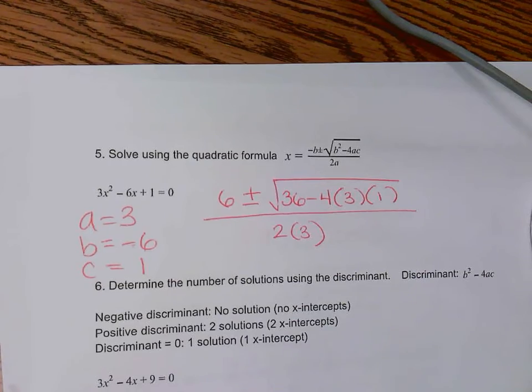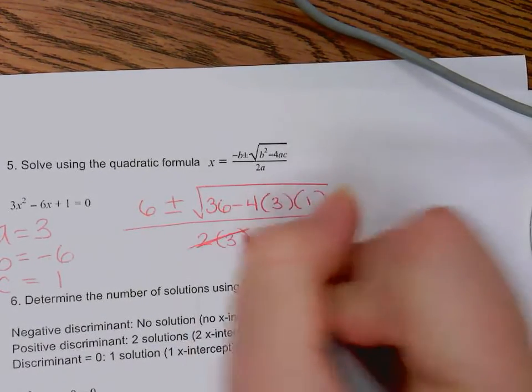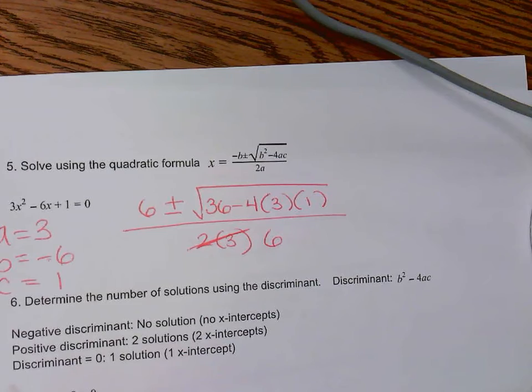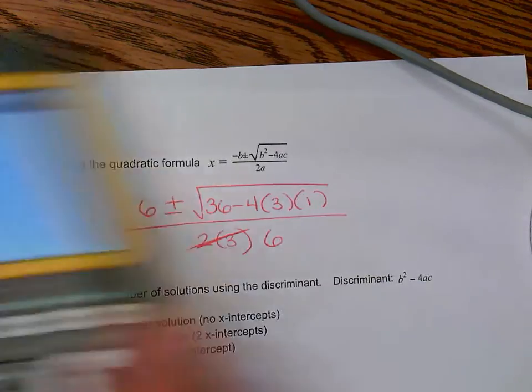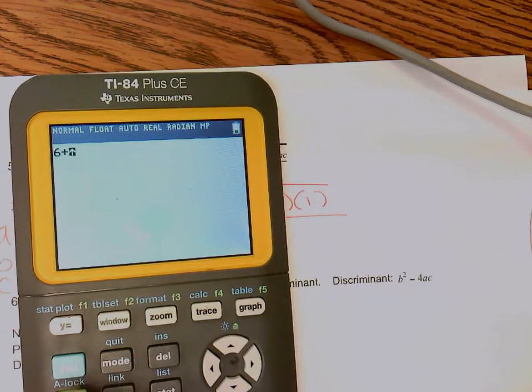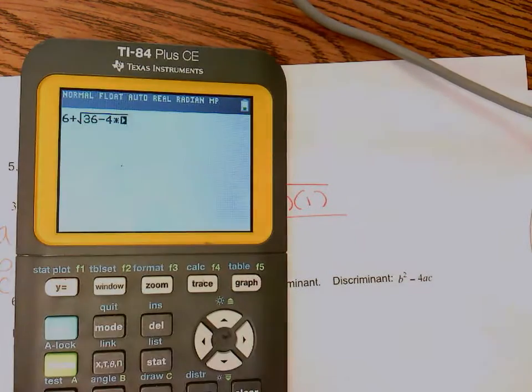So 2 times 3. So our first step would be look under the radical, or actually, I'm going to simplify that to 6 first, and I'll just show you how to type it into your calculator. So I'm going to do 6 plus first. 6 plus the square root of 36 minus 4 times 3 times 1. I'm going to hit enter and then divide that number by 6.